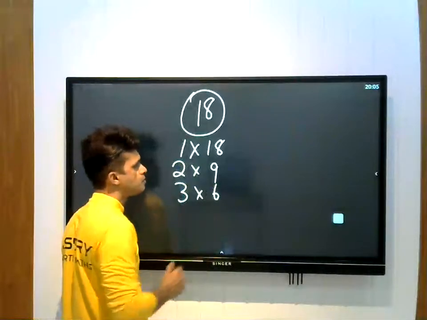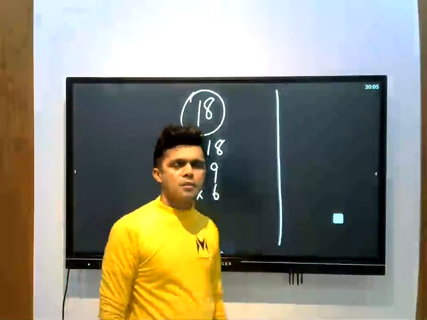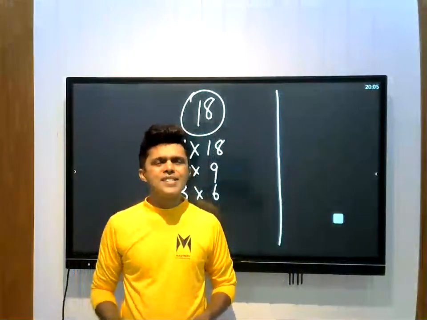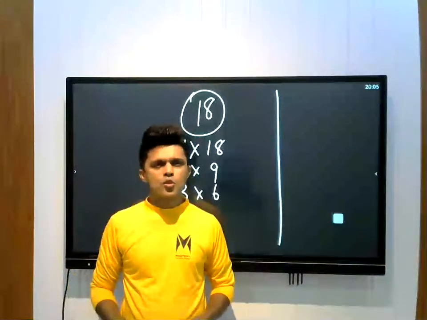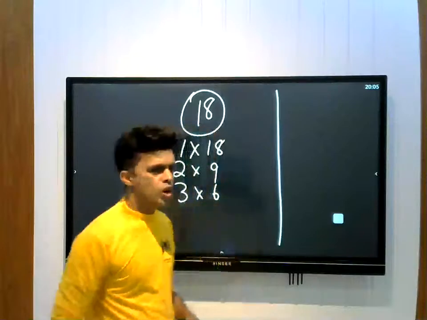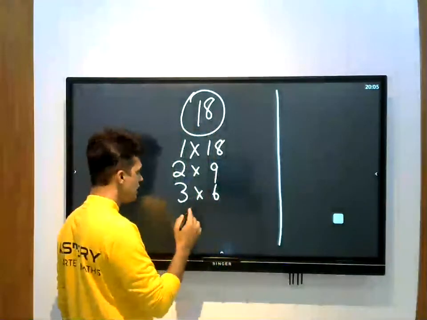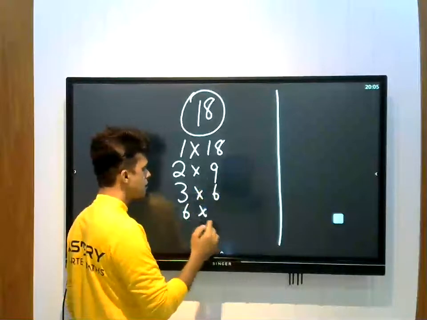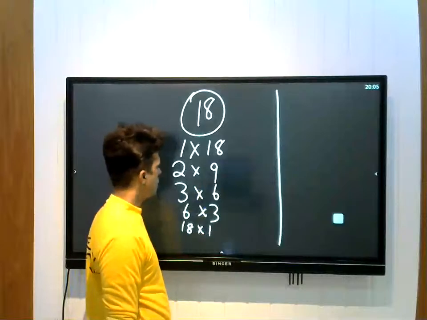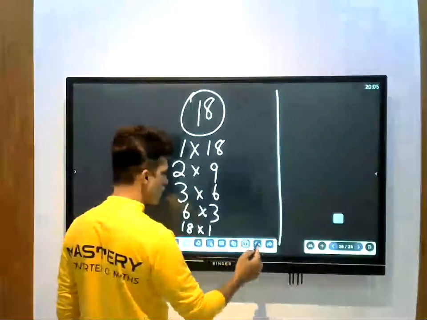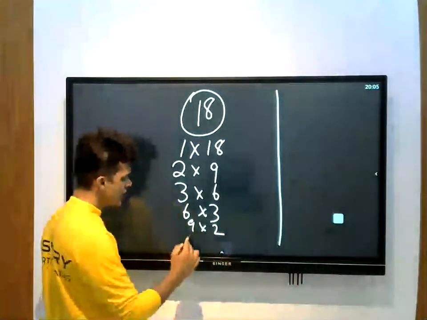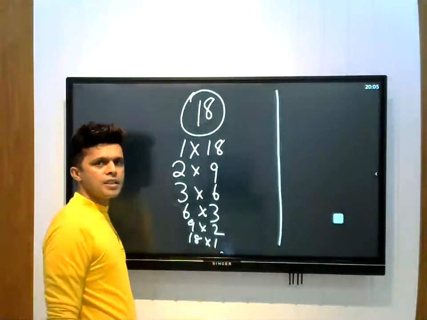Can we use 4? In the multiples of 4, we can't see 18. 4 times 4 is 16, 4 times 5 is 20. So we can't use 4 to get 18. How about 6? 6 can be taken vice versa: 3 times 6, and 6 times 3 also gives 18. Then 9 times 2 can also be considered, and 18 times 1 as well.